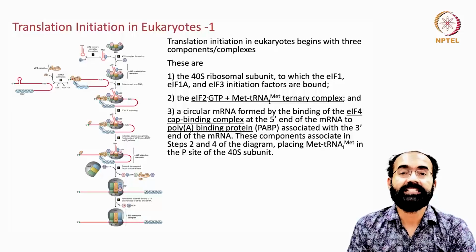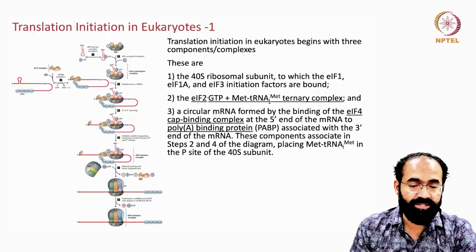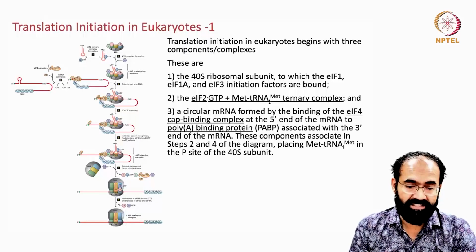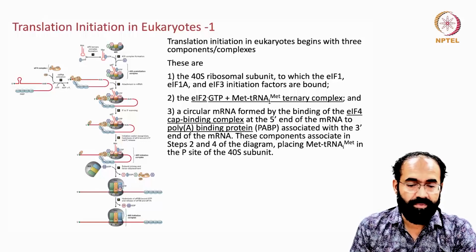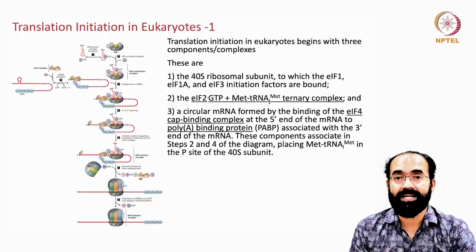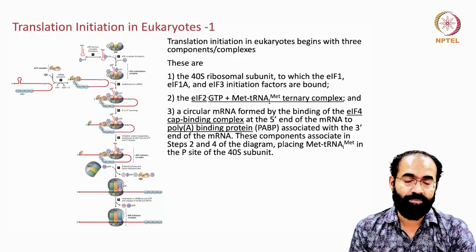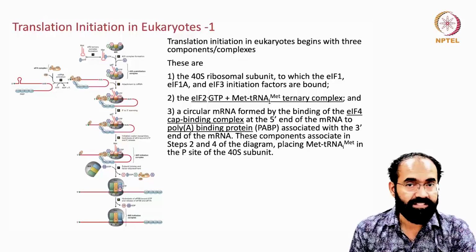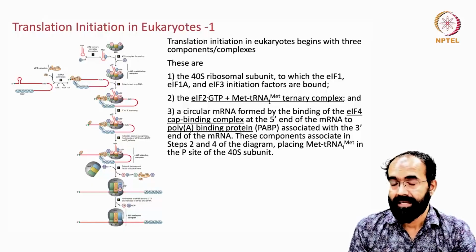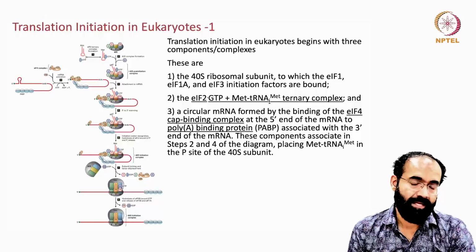So, translation initiation in eukaryotes, stage 1. Translation initiation in eukaryotes begins with three components or complexes. The first one is the 40S ribosomal subunit, to which the eIF1, eIF1A and eIF3 initiation factors are bound. You may be remembering that as soon as an mRNA comes to the cytoplasm through the nuclear pore complex, we have discussed that the cap binding protein is replaced by eIF in the cytoplasm.